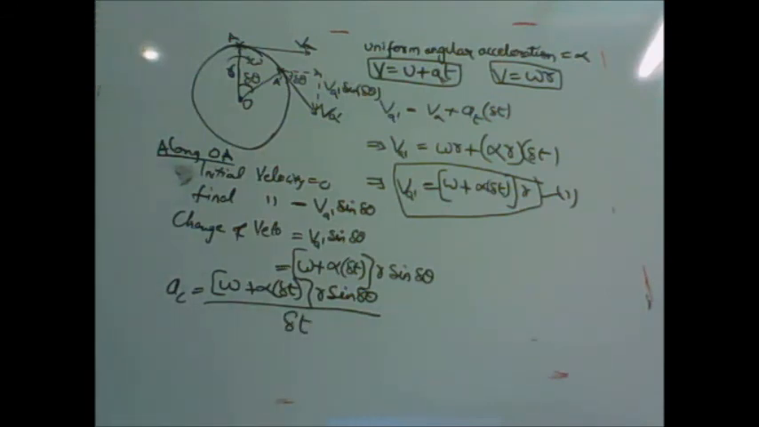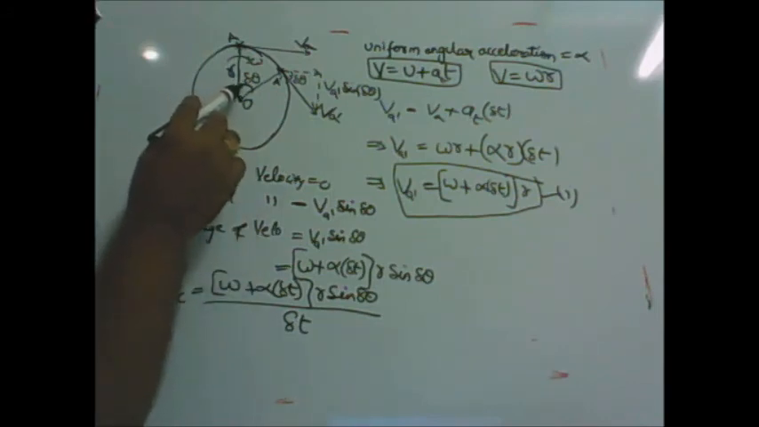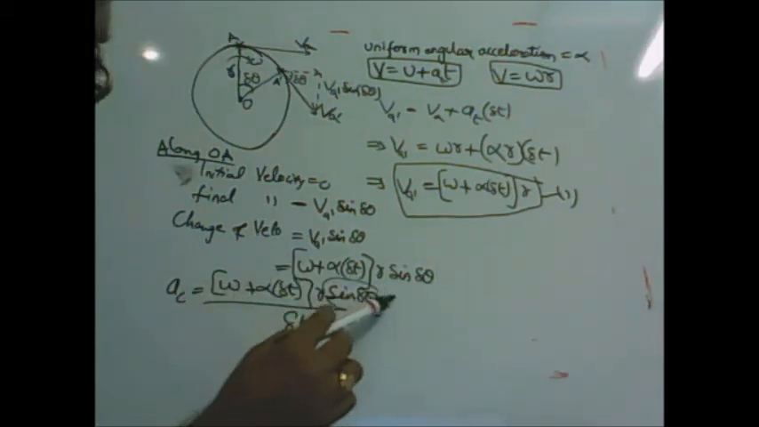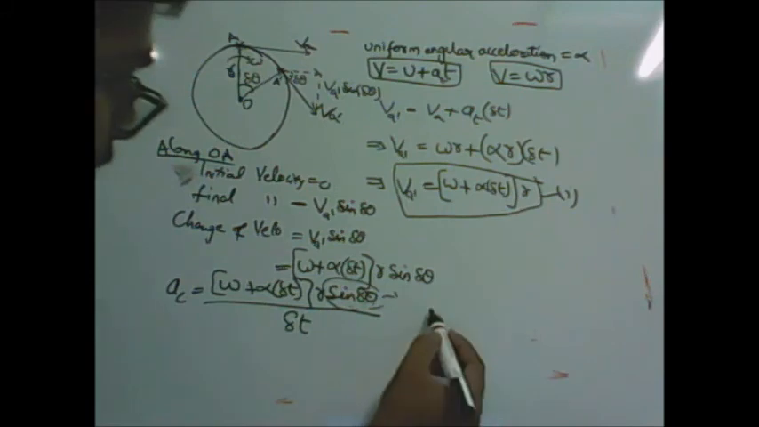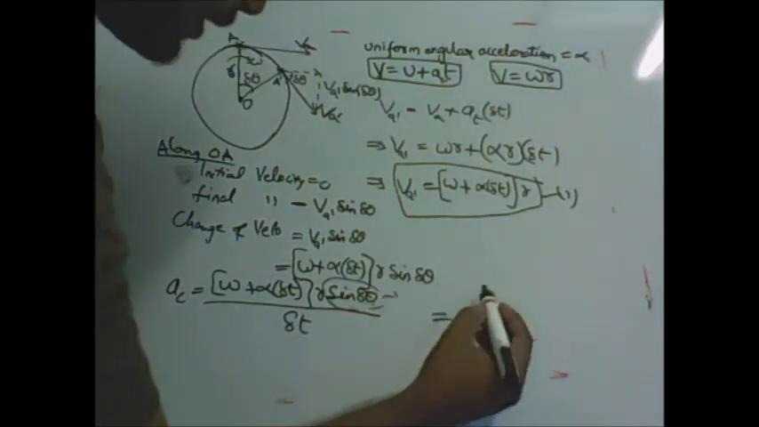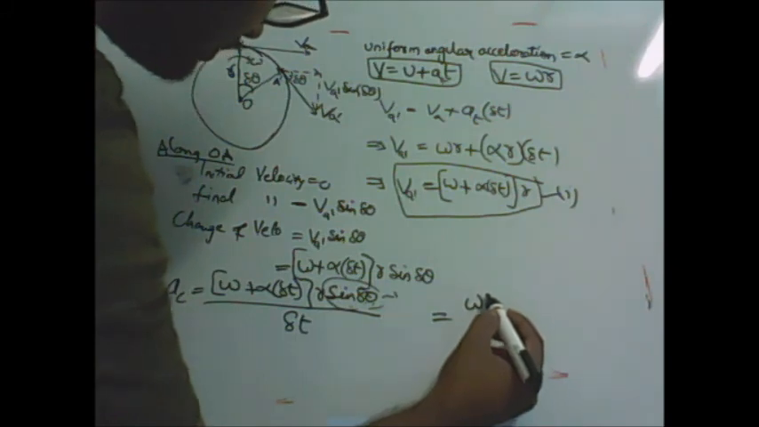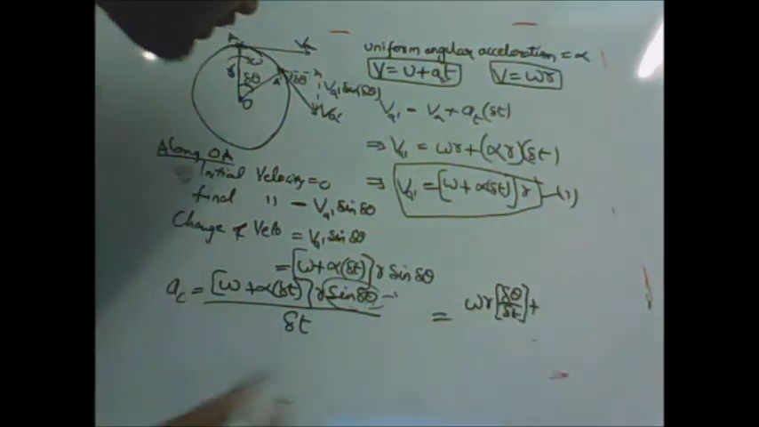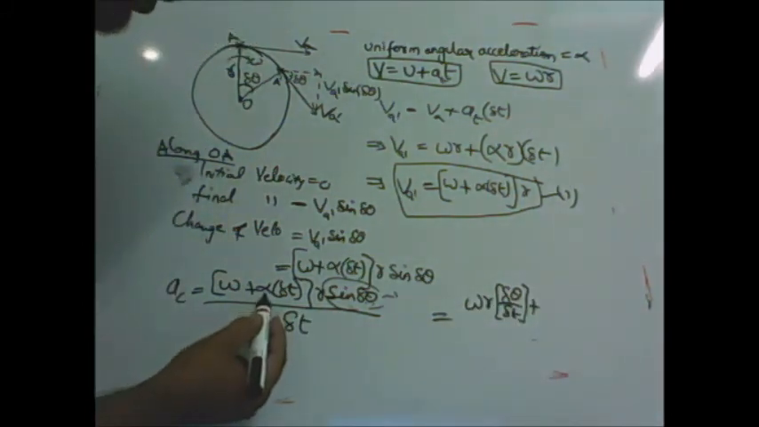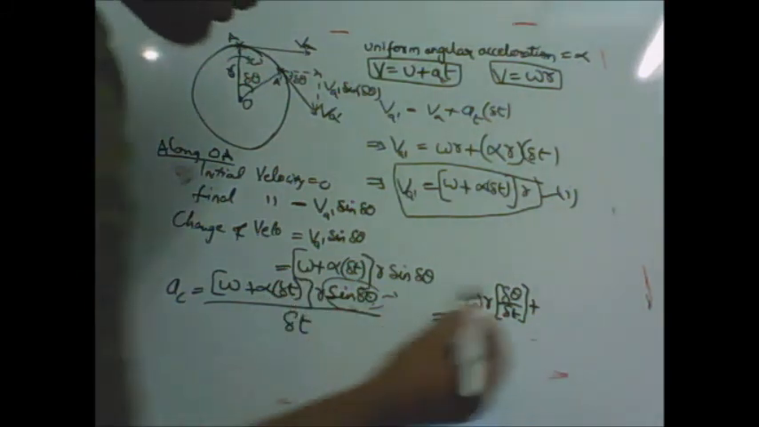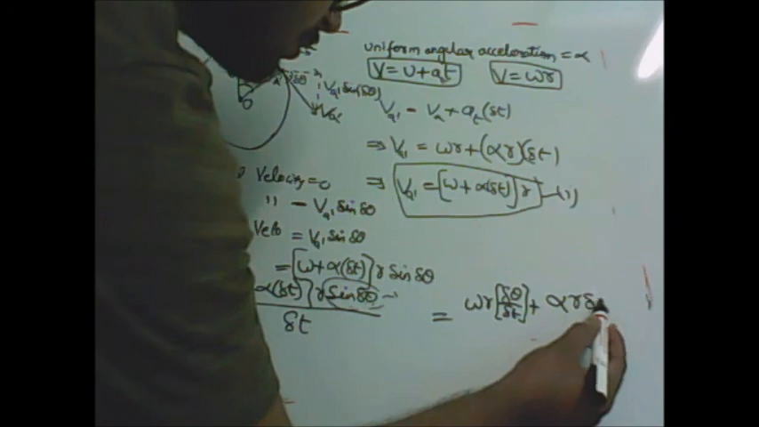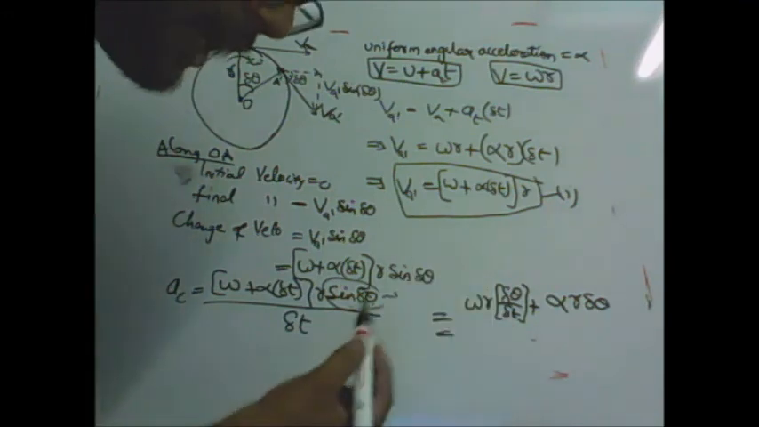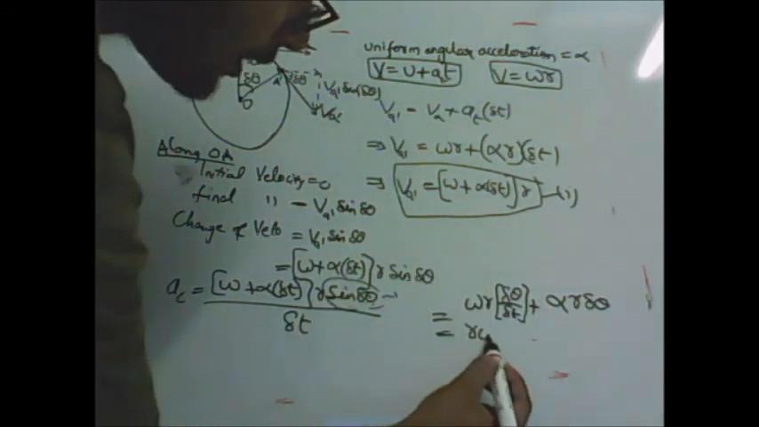Now as delta t tends to 0, delta theta will also be very small and tends to 0. As delta theta tends to 0, we know that sin delta theta will tend to delta theta. So finally we can write it as omega r into delta theta by delta t, plus alpha into r into delta theta. Delta theta by delta t is nothing but omega, angular velocity. So this will become r omega square.